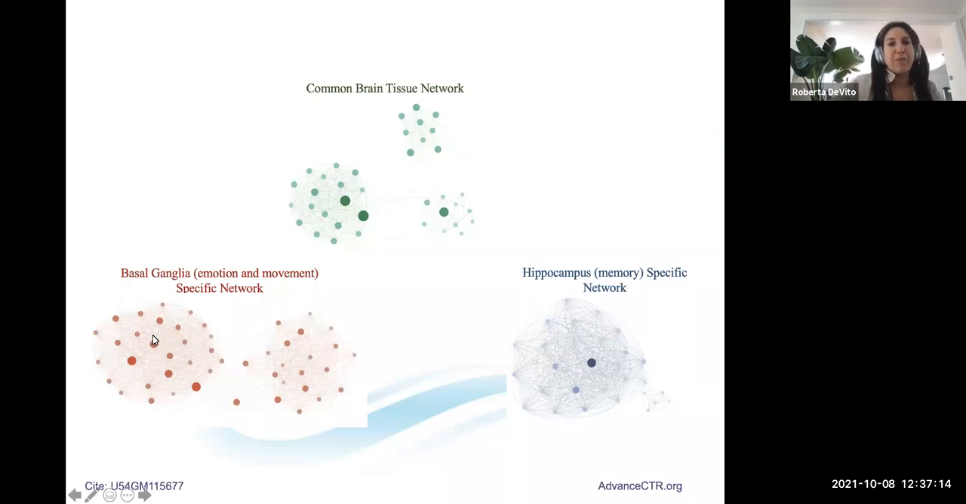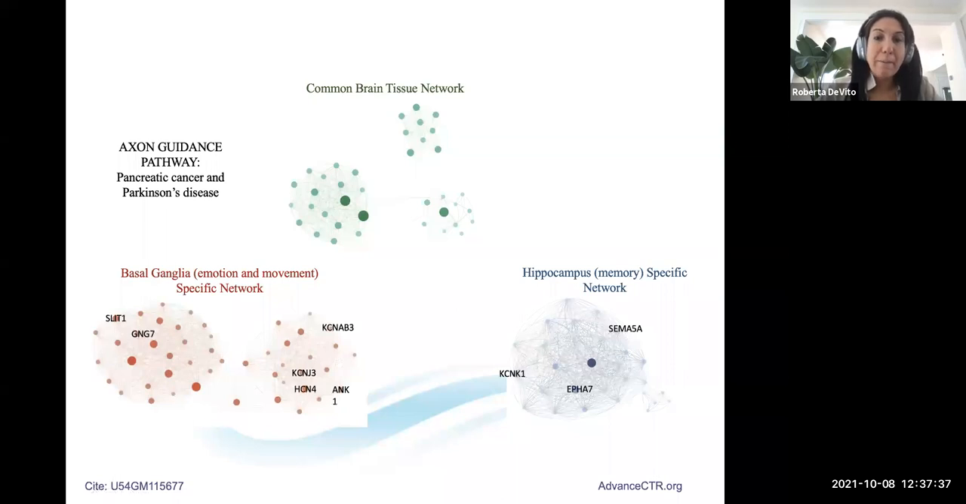These two specific networks are the basal ganglia, which is related to emotion and movement, and the second one is the hippocampus, which is related to memory, especially long-term and short-term memory. This is the first region that is impacted by diseases like Alzheimer's. Both of these two regions are significantly enriched with the axon guidance pathway, and this pathway is really important since it's related to pancreatic cancer and Parkinson's disease.